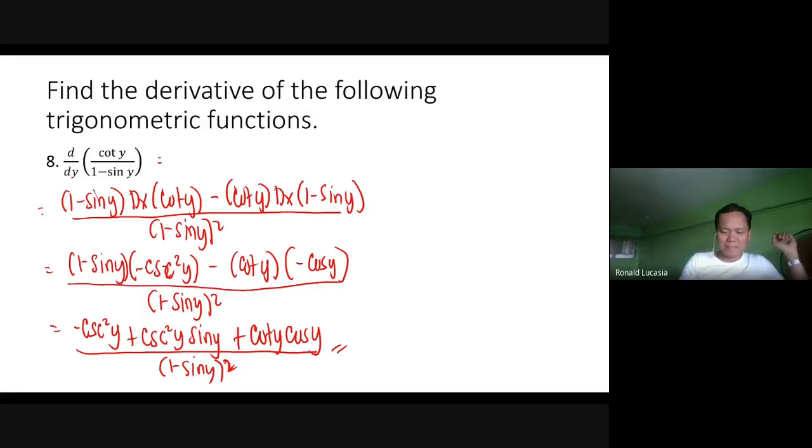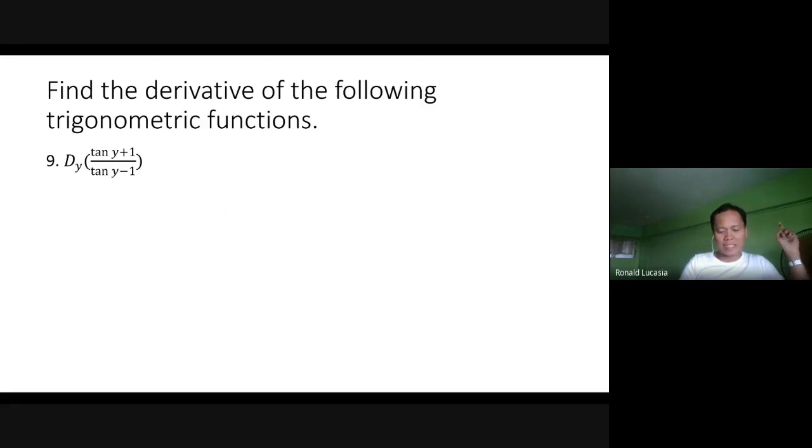Okay, let's have the last example. Tangent y plus 1 over tangent y minus 1. Minus 1 rather.